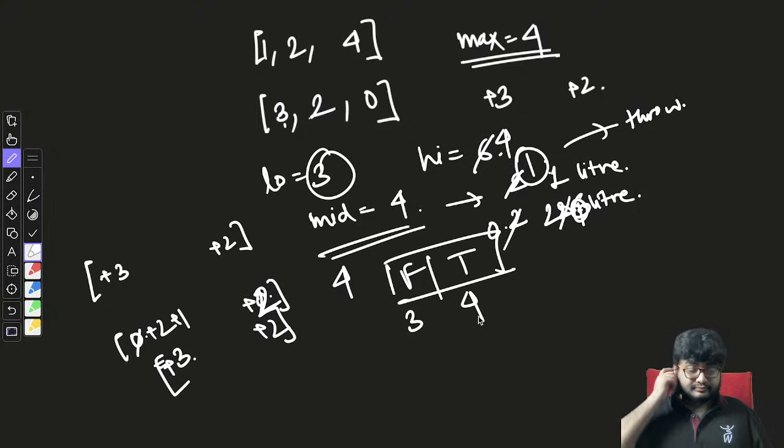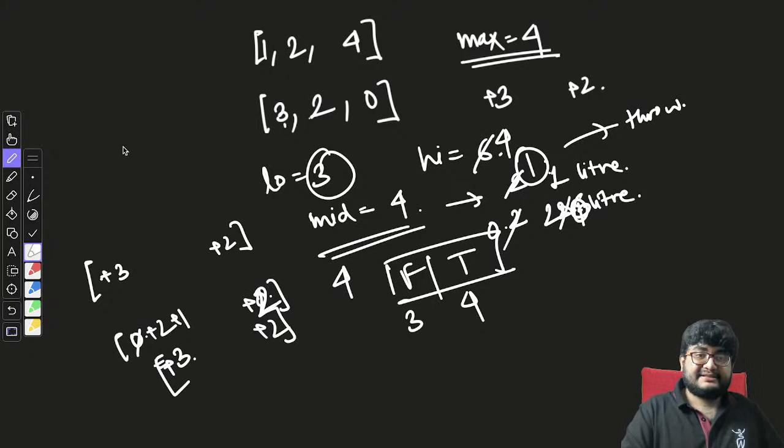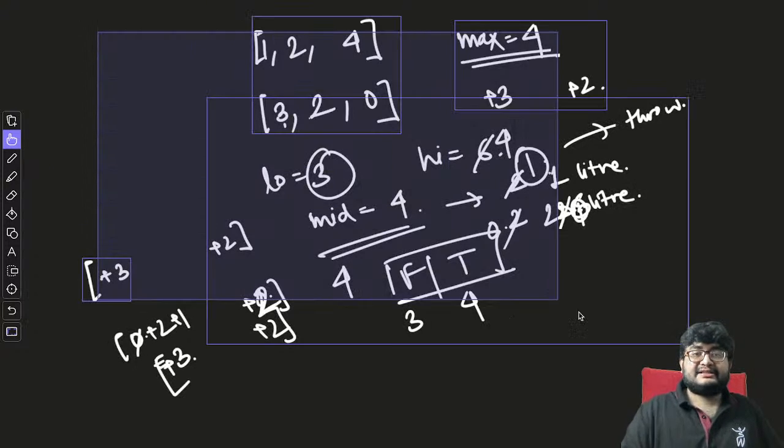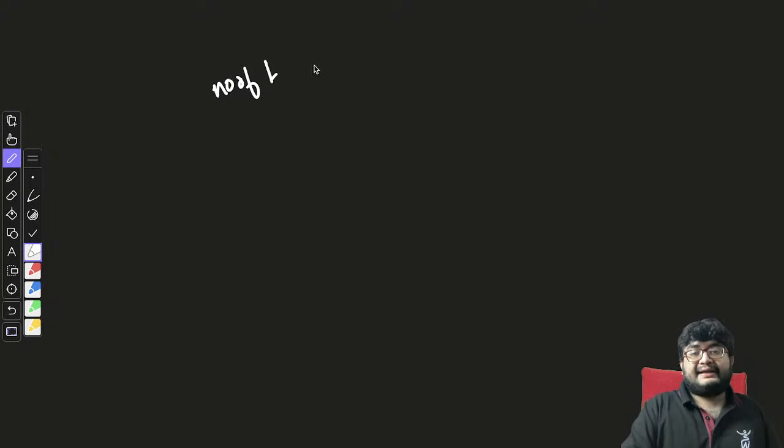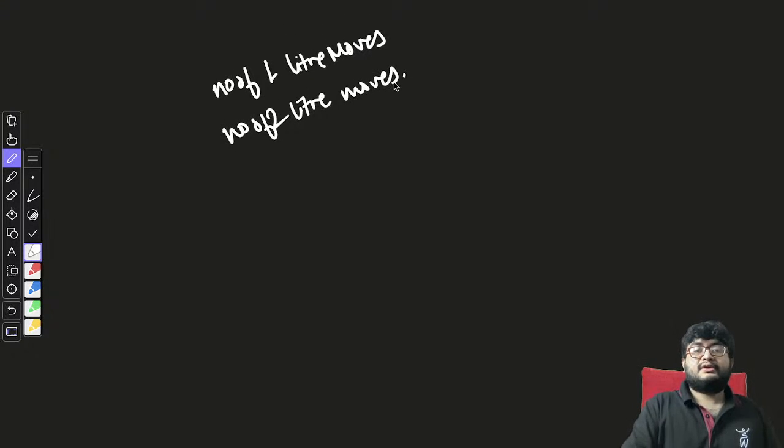Right? So simple, you just have to do the binary search. And in the binary search, what do you get? You get the number of 1 liter moves, you get the number of 2 liter moves, and you know what is the difference that you want to make.